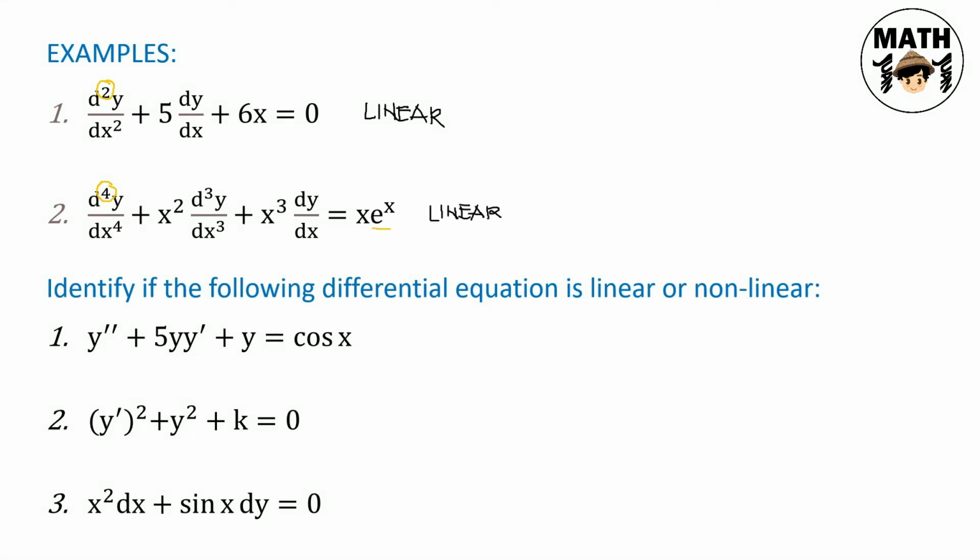Meron man tayo ditong transcendental function na e pero siya naman ay function ng x kaya ito ay linear pa din. Let's consider these examples and identify natin kung siya ay linear or non-linear. Number 1, y double prime plus 5y prime plus y equals cosine x. This is a second order na differential equation and siya ba ay linear or non-linear? Check natin. This is of first degree, so okay lang. Ito, first degree lang din siya, kaya lang merong product ni y and ng derivative niya. So this is automatically non-linear. Meron man tayo rito ang transcendental function pero function naman ng independent variable.